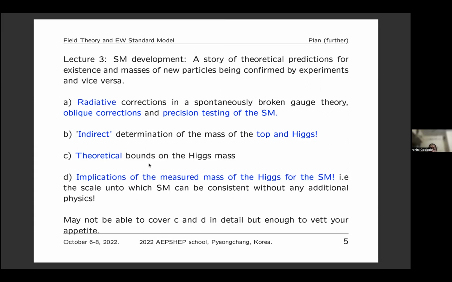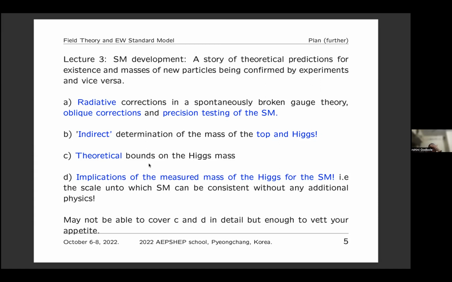So there are 4 issues that I want to touch upon in today's lecture. The radiative corrections in a spontaneously broken gauge theory. What does it mean? Then oblique corrections and precision testing of the SM. Then how that led to the indirect determination or indirect prediction for the mass of the top and the Higgs. Then I also want to say a little bit about pure theoretical bounds on the Higgs mass that existed much before all this happened. And then the implications of the measured mass of the Higgs for the standard model.